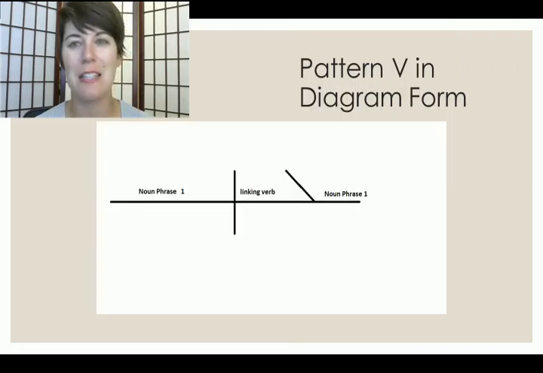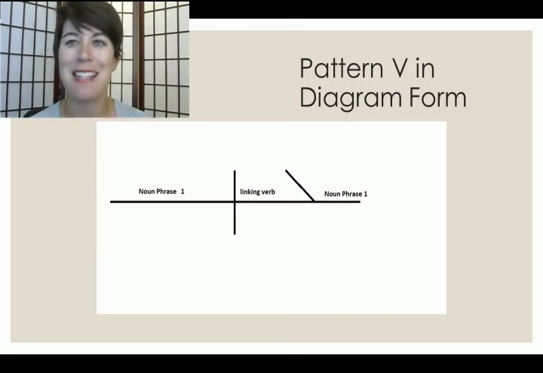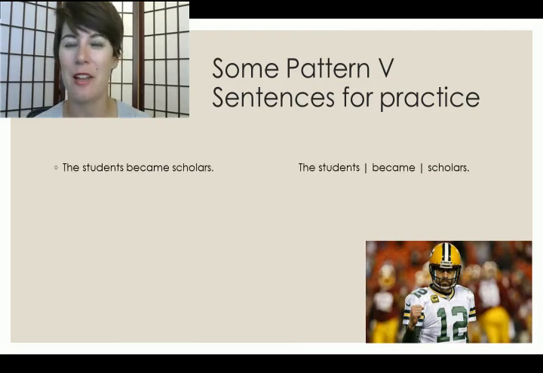The diagram is not that complicated. Pattern 5, we just have a noun phrase 1 in the subject slot, a linking verb as our predicating verb, and then noun phrase 1, the subject complement, in the subject complement slot there with the diagonal line pointing back towards the subject. Pattern 5, bless you for your simplicity. I've written a few practice sentences for pattern 5 as well.